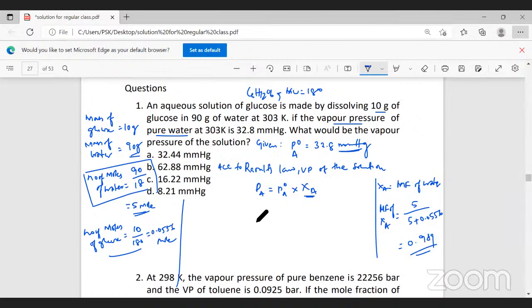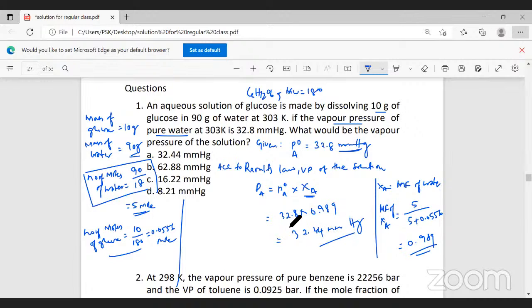Therefore, what is the vapor pressure of the solution now? Vapor pressure of the solution is 32.8 millimeters of mercury into the mole fraction of water we just calculated as 0.989. On simplification, we get this to be 32.44 millimeters of mercury.